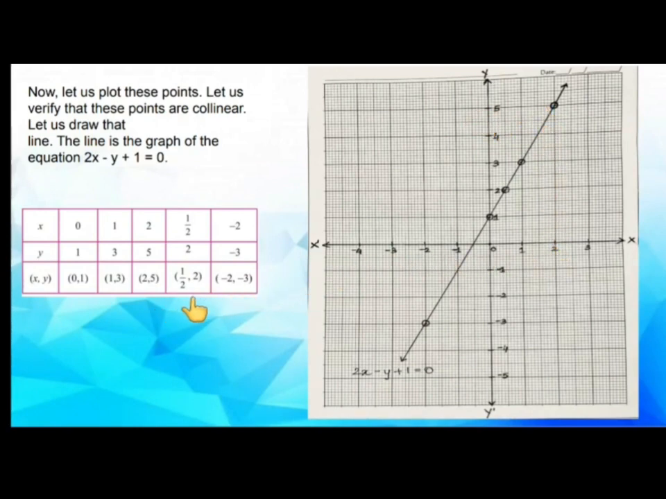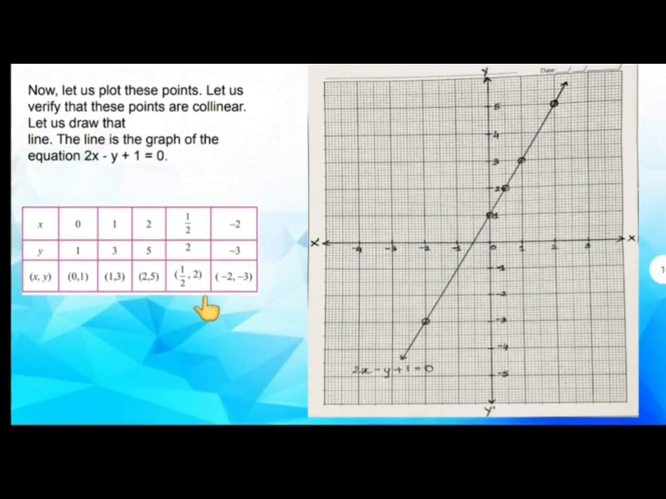Next we have x coordinate as half and y coordinate as 2. So half is nothing but 0.5. So we locate 0.5 on the x-axis, which is here, and on the y-axis we have to locate 2, which is here. So the intersection of the 2 points will be the location of this point. So we get this point here.